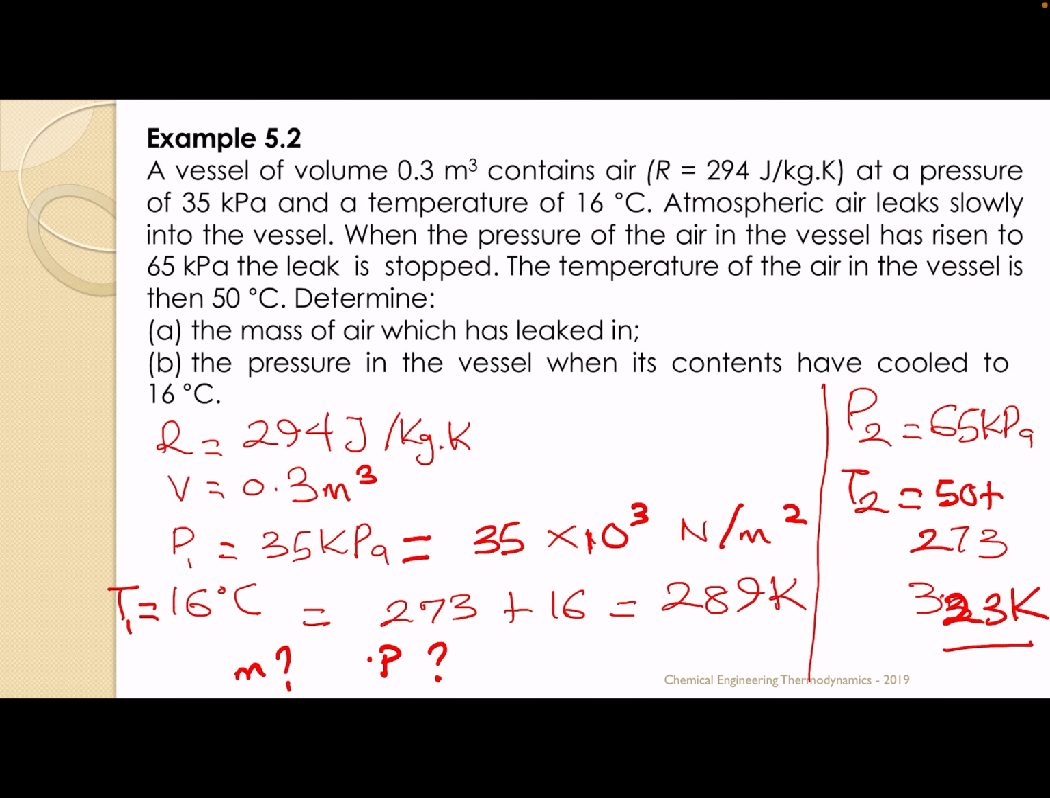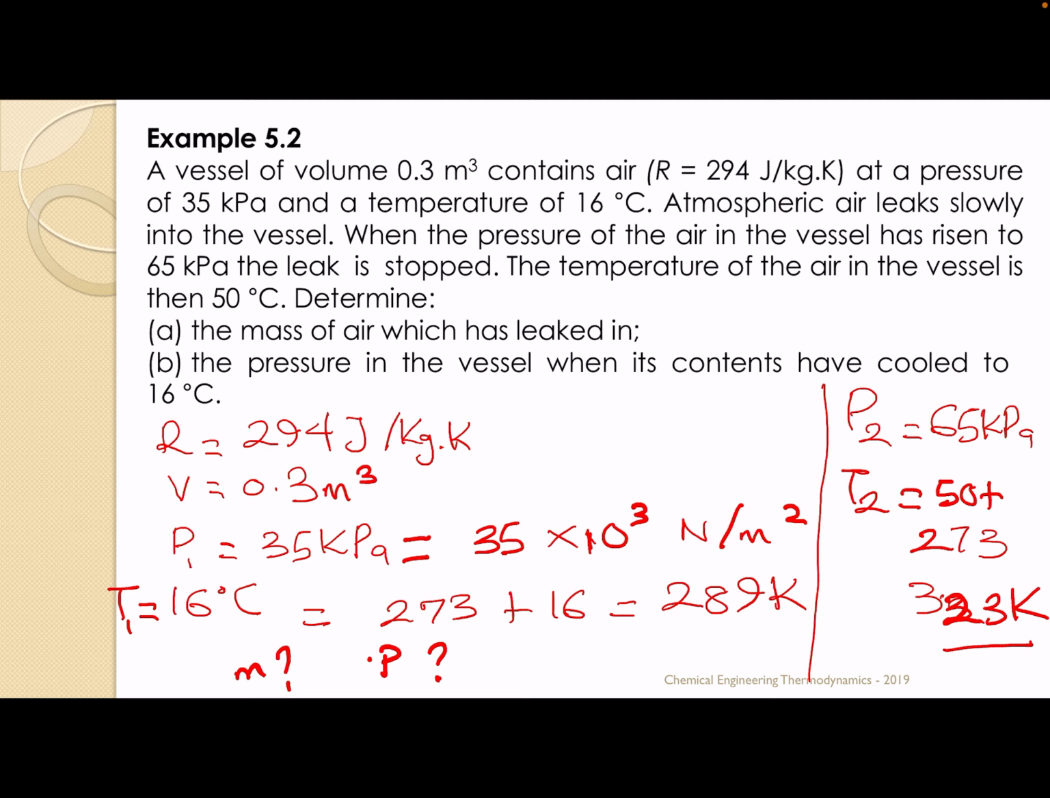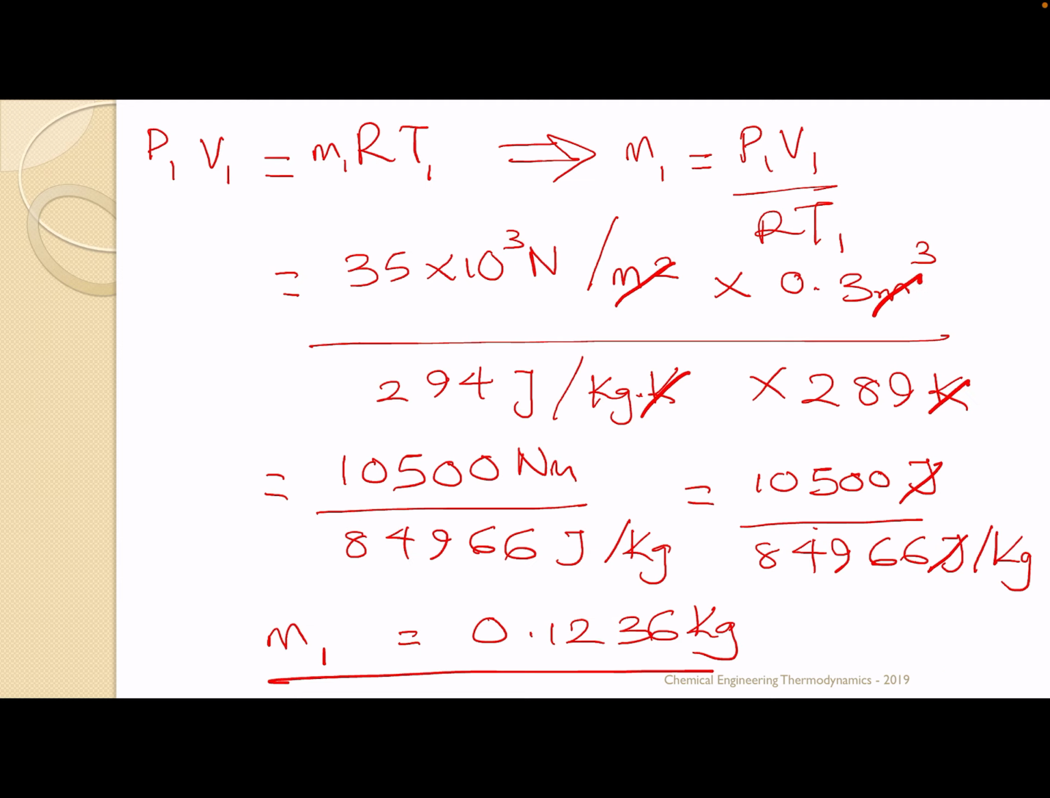But remember, we said we're looking for the final mass. That's the question, the mass of air which has leaked in. So we are looking for the amount that has leaked in. So let's calculate the final mass. So remember, we have two P values, we have two T values.